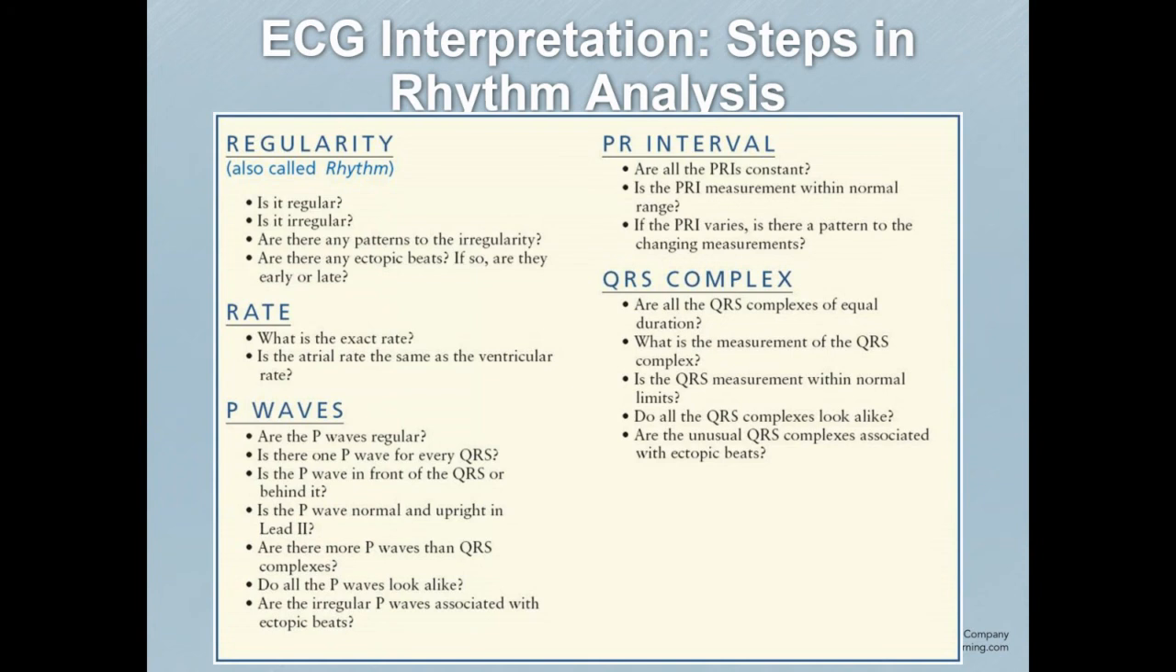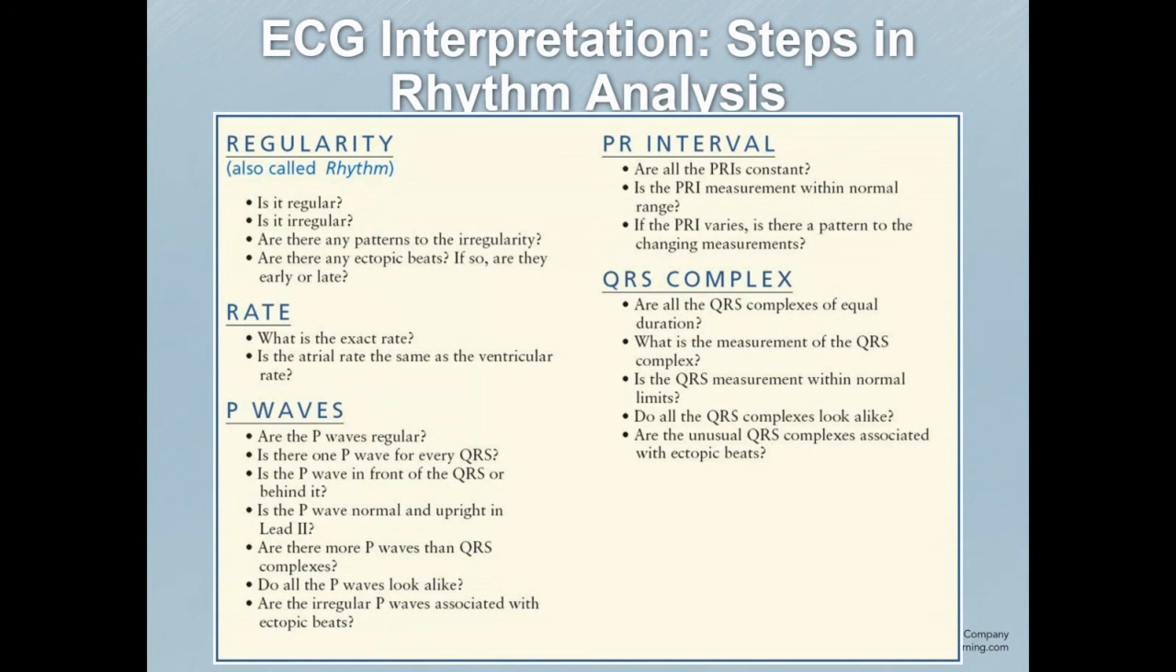Then I want to know, do I have P waves? Are my P waves round and upright? Do all my P waves look the same? I'm going to skip over to the QRS complex. Do I have QRS complexes? Are my QRS complexes nice and narrow? And do they all look the same? Is there a P wave for every QRS complex? And if there is, I want to know the relationship. That's my PR interval. I'm going to measure my PR interval on multiple complexes to make sure that the PR interval is staying the same.